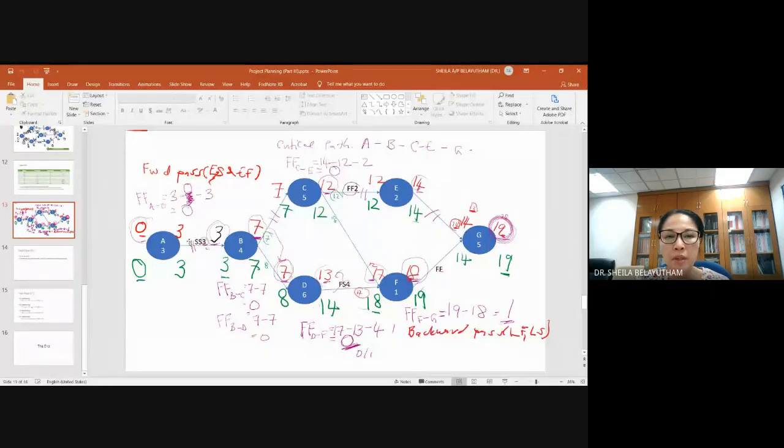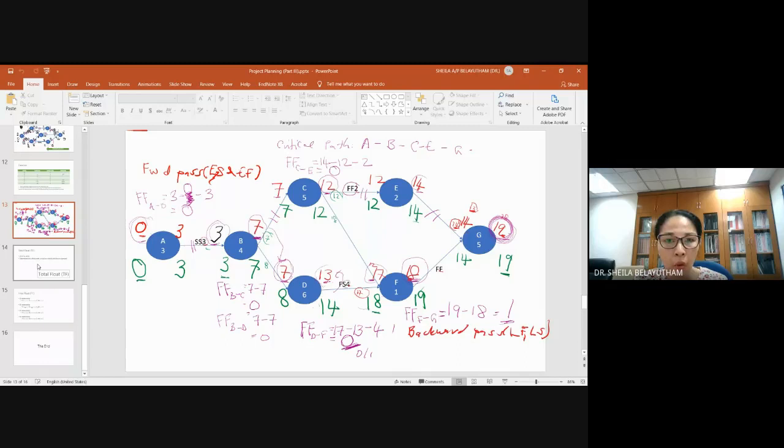If you're talking about start to start, your concern is the start of the next activity to the start of the current activity. So 3 minus 0 minus lag. That will be the free float. So free float is always to do with the next activity. We ended with that actually.